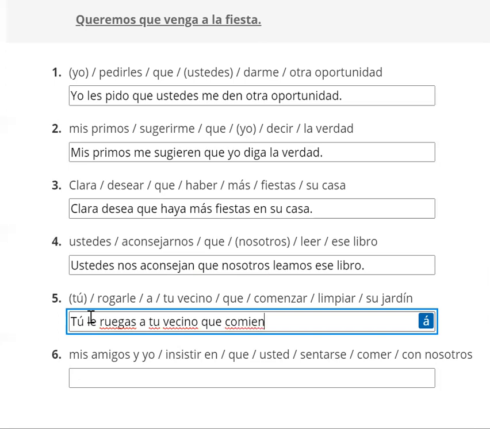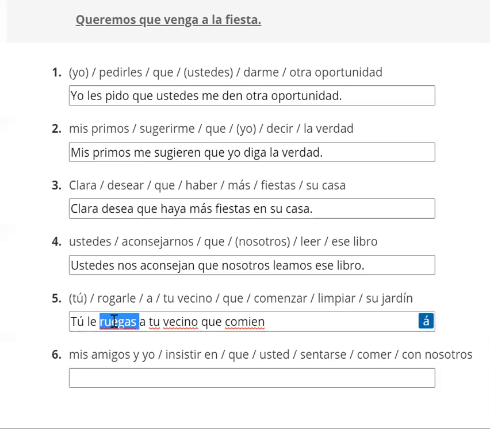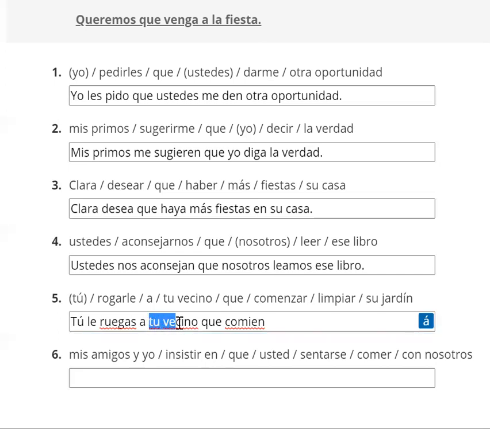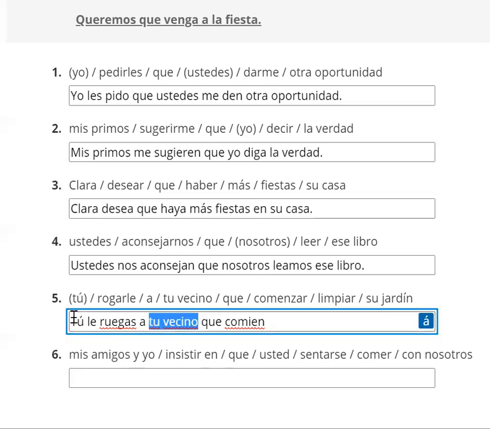Now we've got that verb of influence. Tu vecino is the subject here of the second clause, the subordinate clause. Yes, it says tu in there, but it means your neighbor. It's not you, it's a different word here. So this is third person singular. We've got the second person singular here. We definitely have a change in subject. Verb of influence, change in subject. So we're going to use the subjunctive.